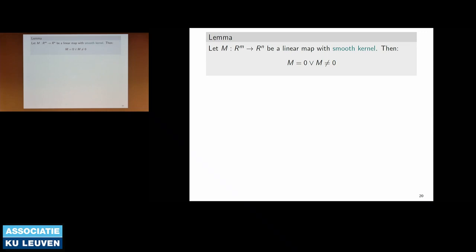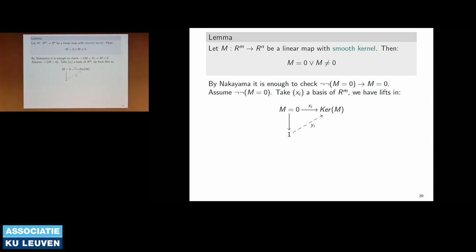And so let me quickly explain how you prove that it implies they are finite free. You consider a map with a smooth kernel, and you want to show that the map is equal to 0 or different from 0. Something I don't explain is that it's actually enough to prove that m equals 0 is not stable. So let's do this. Assume not m equals 0. Let's consider a basis of Rm. So if m is equal to 0, then xy belong to the kernel, because m is equal to 0.